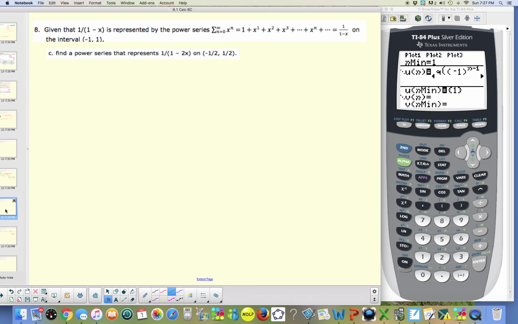Okay, your turn. You see me do a couple of examples. Why don't you stop the screencast and see if you can find a representation for this.